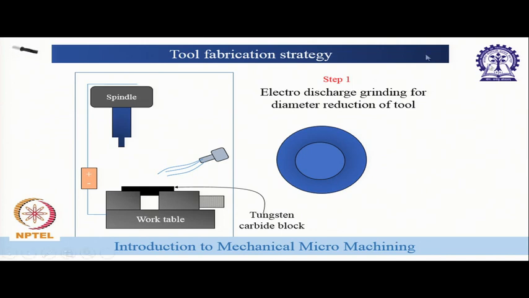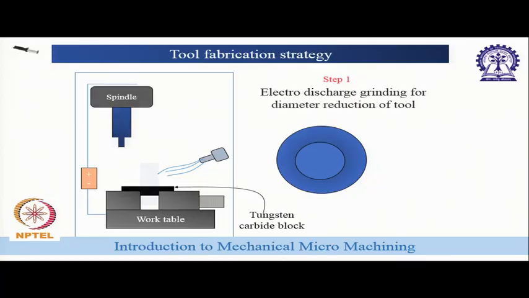The black one is the tungsten carbide block, and this is the tool which we are using, or the blank of the micro end mill tool, and we have reduced the diameter to 0.2 mm from 0.5 mm. Okay. The next process is, we want to make the flanks on this tool.